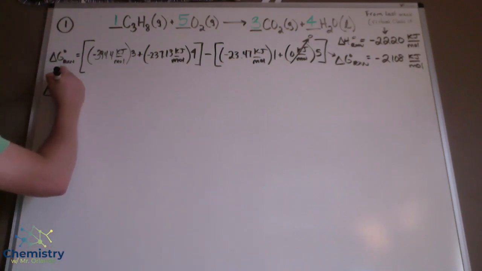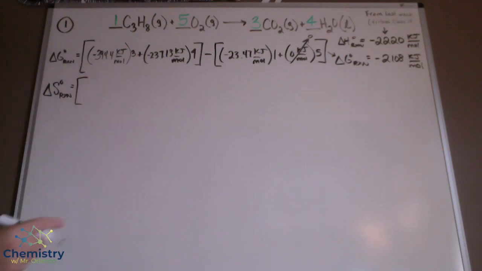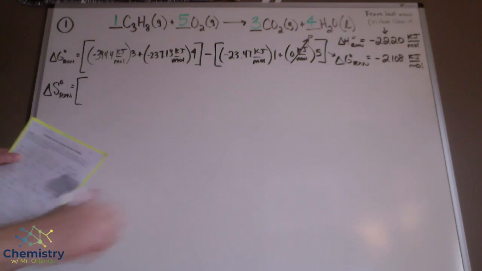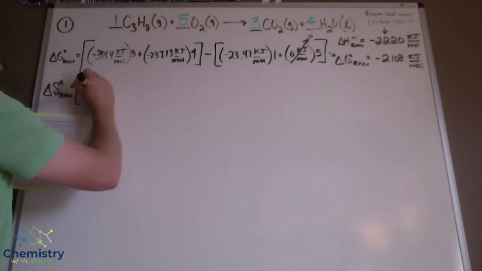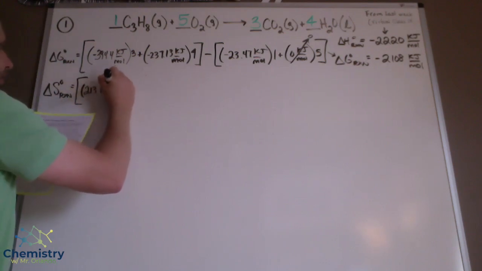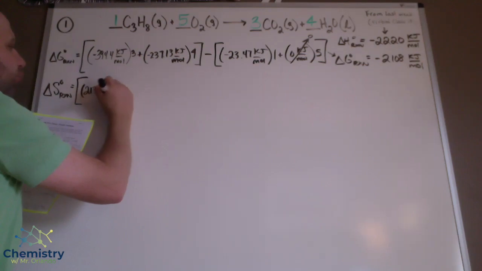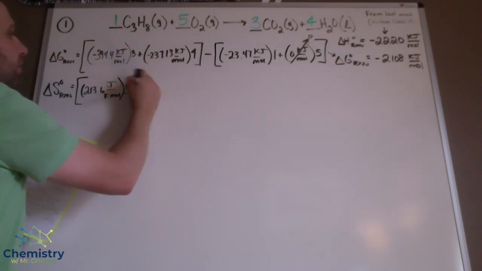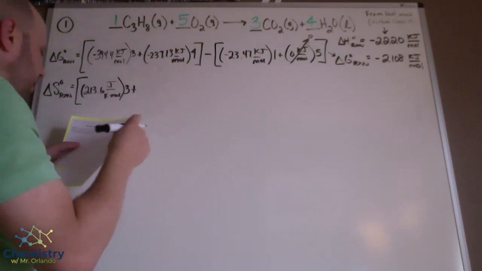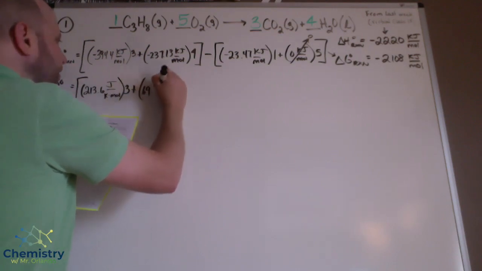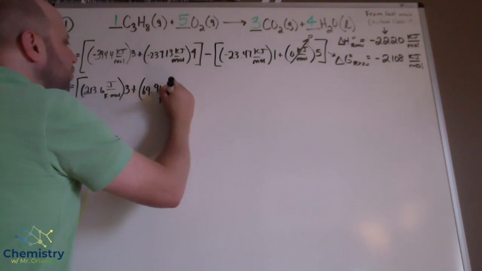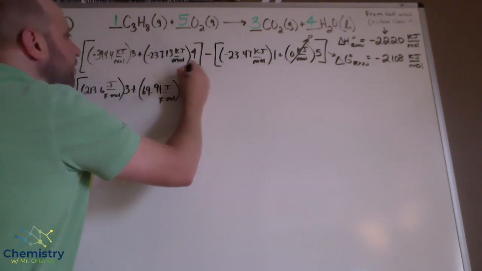So I'm going to look at the S values at standard conditions. Remember we start on the product side, so for carbon dioxide, the value is 213.6. Notice the unit is different, joules per Kelvin mole. We're going to multiply that by 3, plus the value for water as a liquid, which is 69.91 joules per Kelvin mole. And we're going to multiply that by 4.